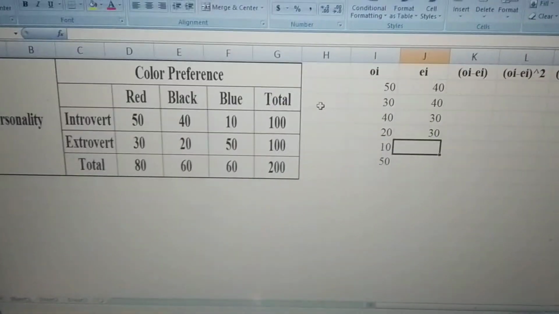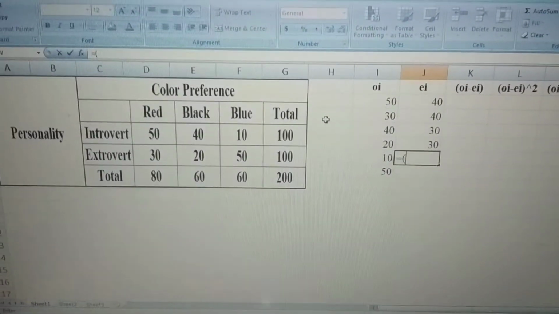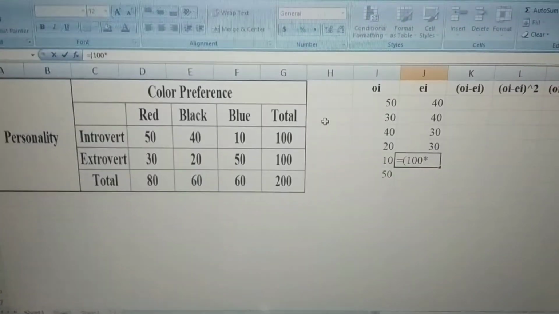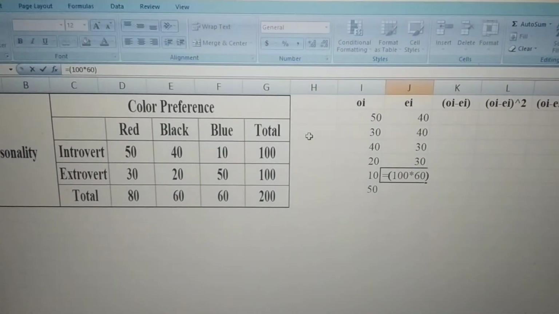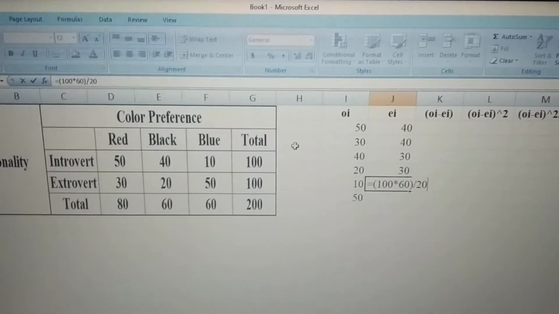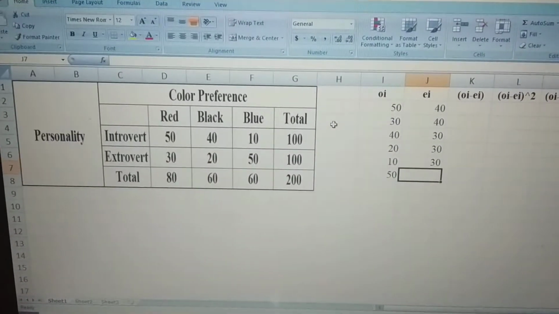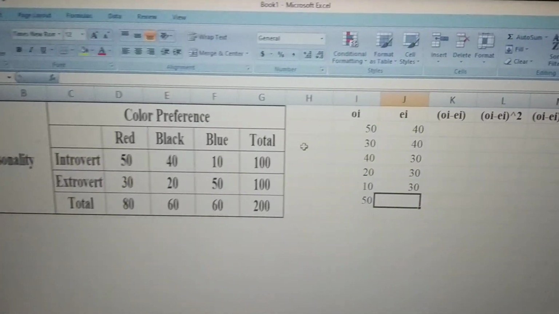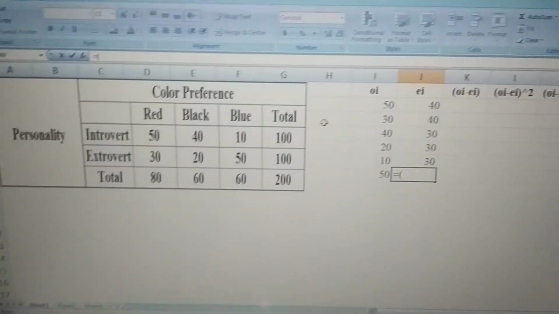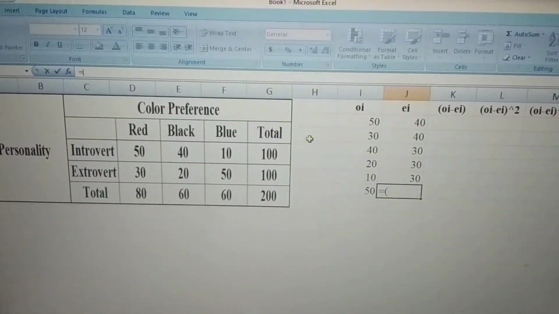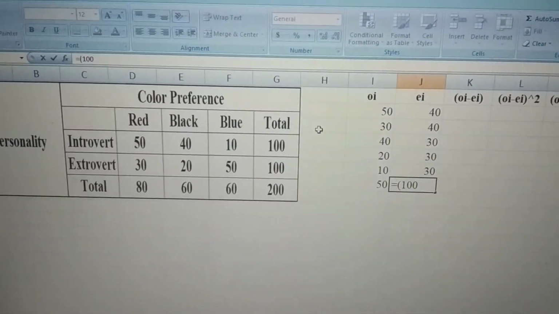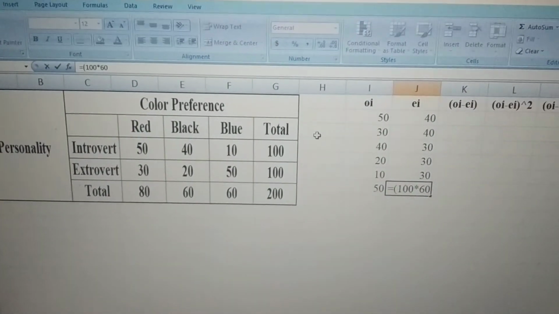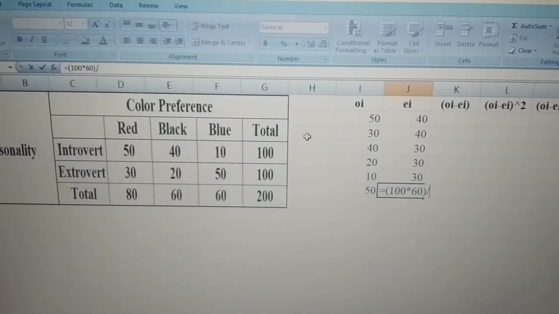For the last two values, you can check: multiply by 60, divided by 200. And then, last but not the least, we have 50. The row total is 100, multiplied by the column total, which is 60, divided by 200.